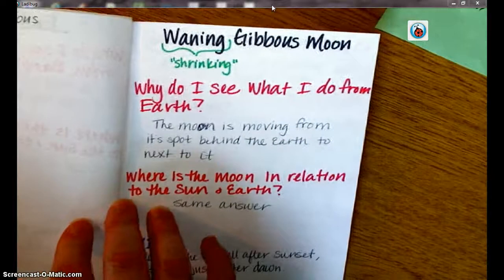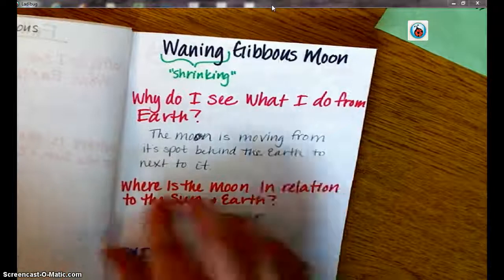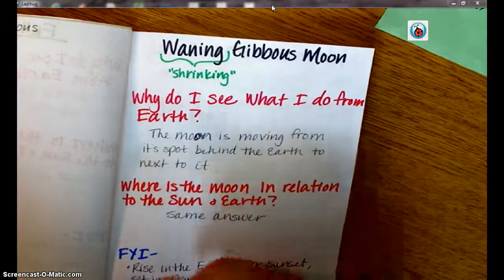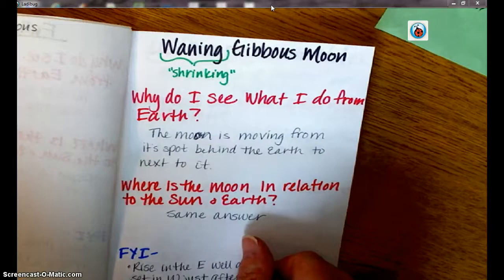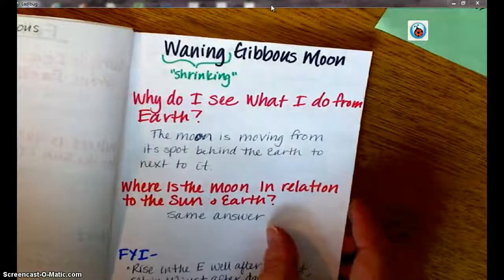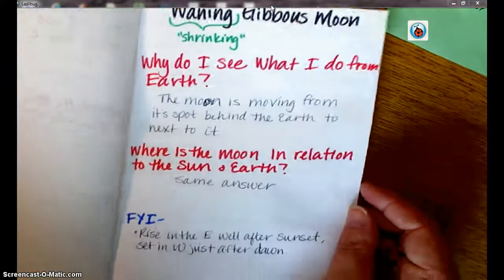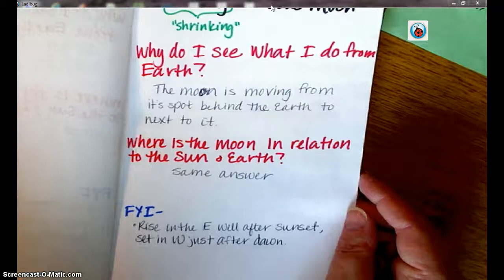Next thing I have is the waning gibbous. Now remember, waning means shrinking. So why do I see what I do from Earth? Well, the moon is now in the process of moving from directly behind the Earth to the side of it again. And same answer for that. FYI, it's going to rise in the east well after sunset and set in the west just after dawn.